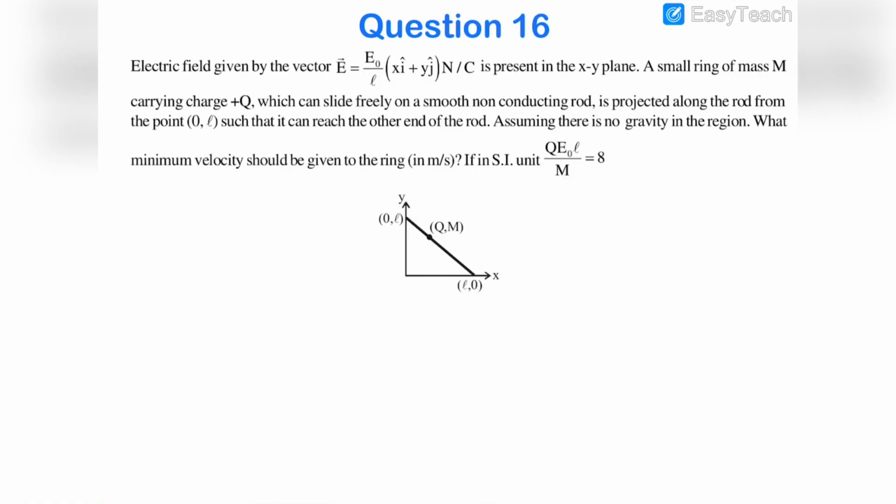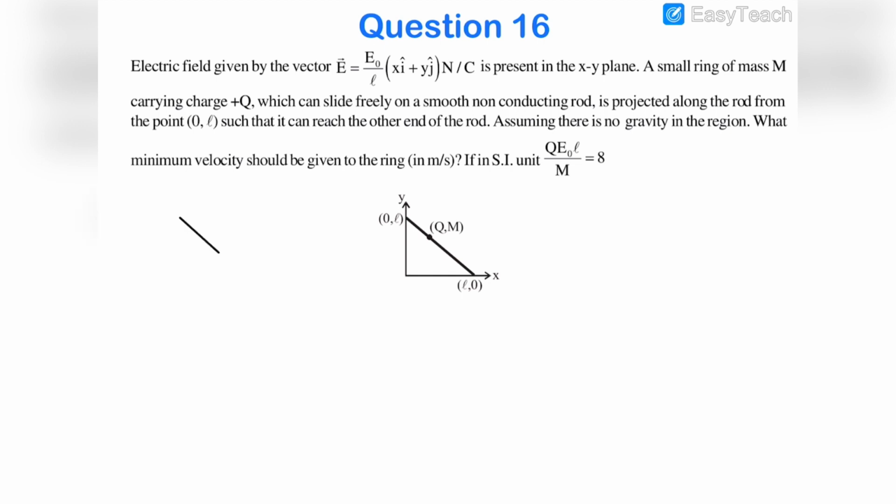In this question you can see that there is a rod which is lying like that, and there is a small ring having a charge Q and mass M on the rod. It can slide on the rod with no friction, and there is no gravity in the region. We have to find out what minimum velocity we should give to this ring so that it just reaches the other end of the rod. So see, this is a conceptual question.